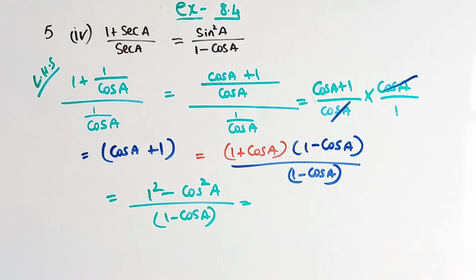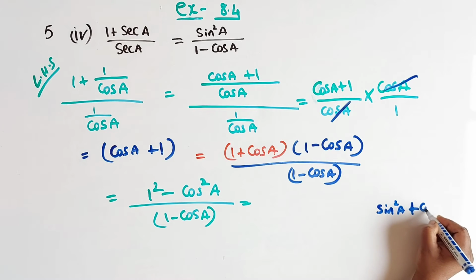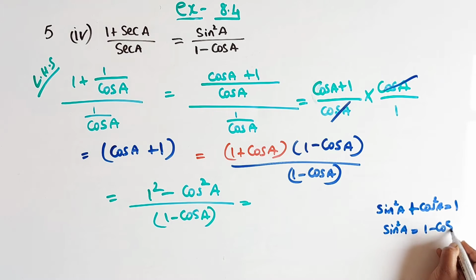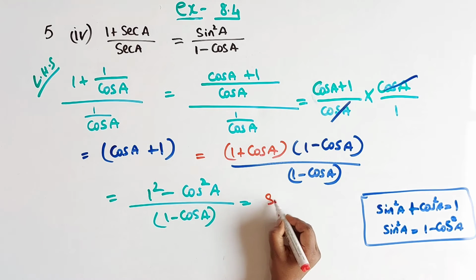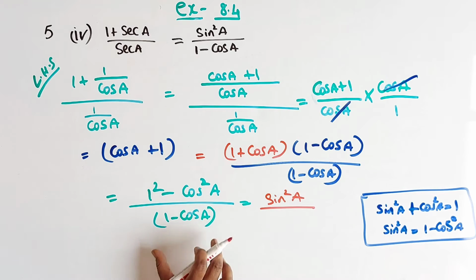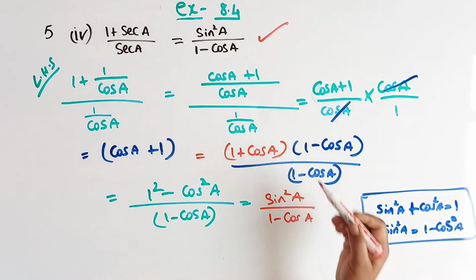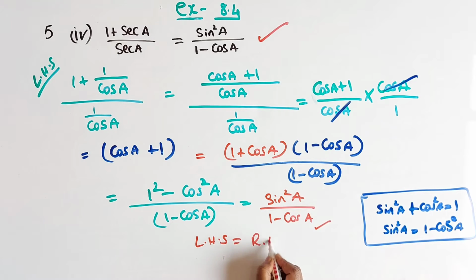Correct? What is 1 square minus cos square A? 1 minus cos square A. We know that sin square A plus cos square A equal to 1. From this we can write sin square A equal to 1 minus cos square A. Correct, children? So that's what I am writing here. What is 1 minus cos square A? This is sin square A divided by, in denominator, 1 minus cos A. Now check RHS side, sin square A by 1 minus cos A. So LHS equal to RHS, it is proved.